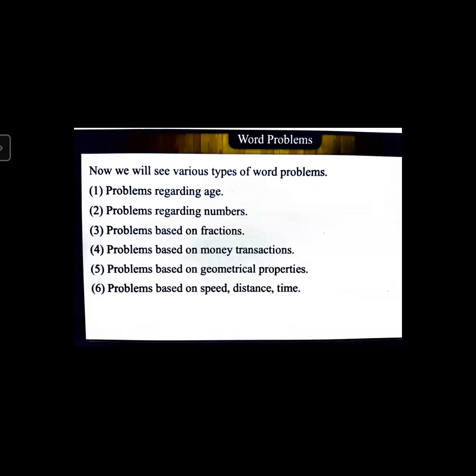Problems regarding numbers, like 2-digit number, bigger number, smaller number, sum of two numbers, as we have done now. Problems based on fractions, numerator, denominator, etc. Problems based on money transaction, and problems based on geometrical properties for quadrilaterals, triangles, etc. Problems based on speed, distance, time. Scientific formulas also you have to use in some of the word problems. In 10th standard you will see.